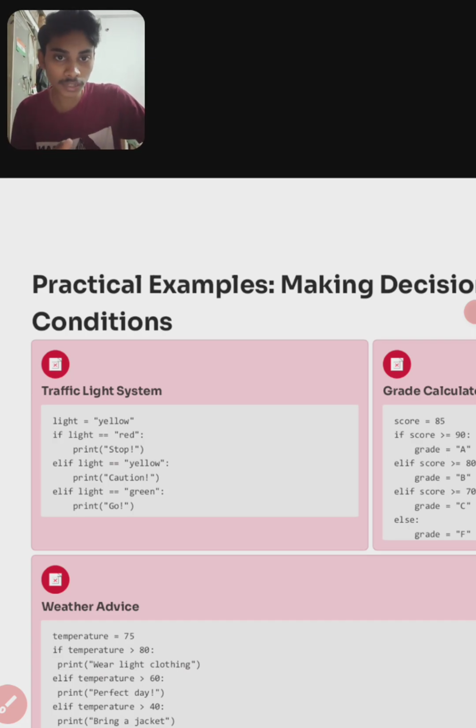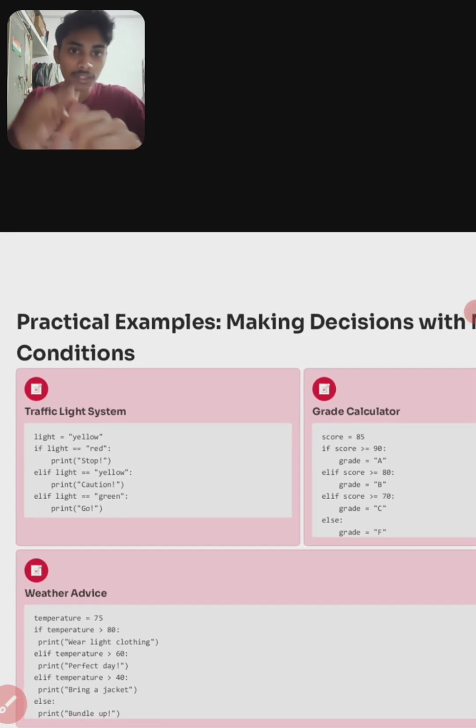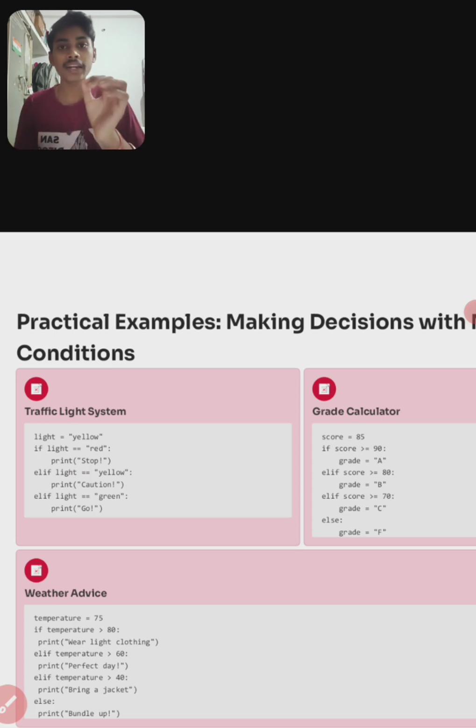Now our second practical example is the grade calculator. As you can see over here, if the score is 90 or above, the grade is A. If it's 80 or above, the grade allotted to the student is B, and if it's lower, the grade allotted is C, and otherwise it's F. So here we can see that ELIF helps us check ranges step by step.